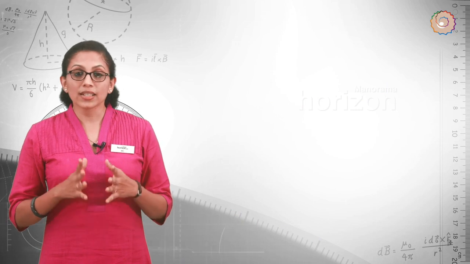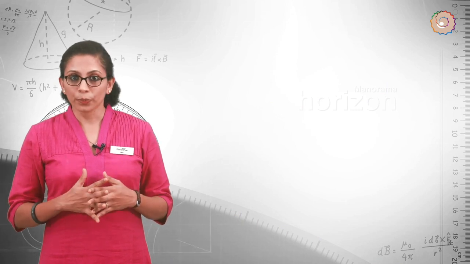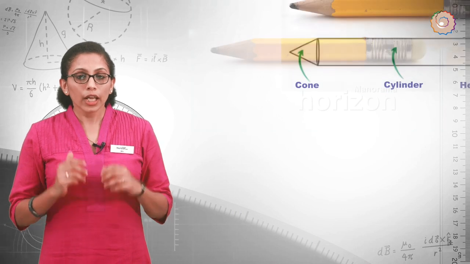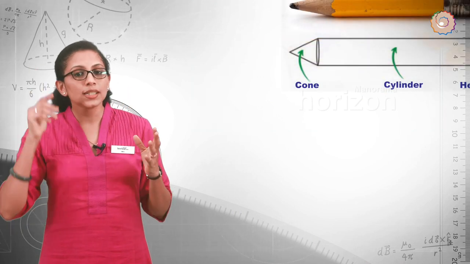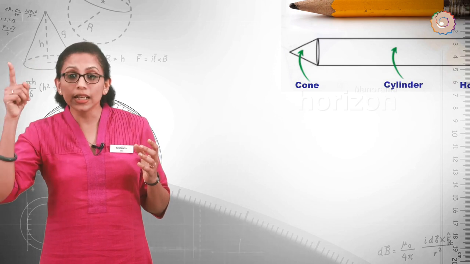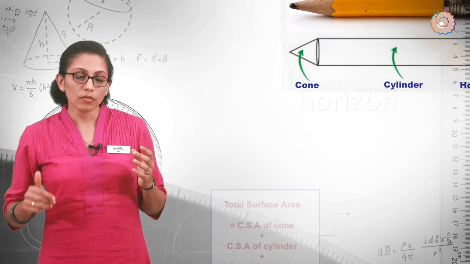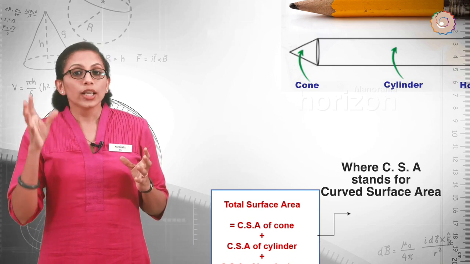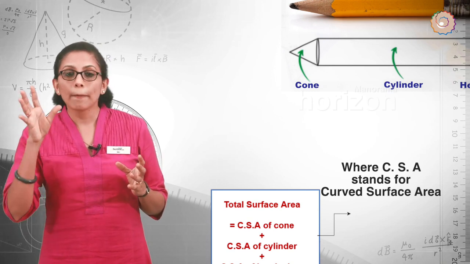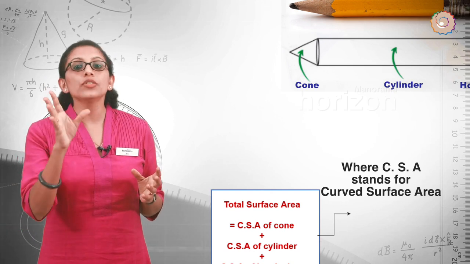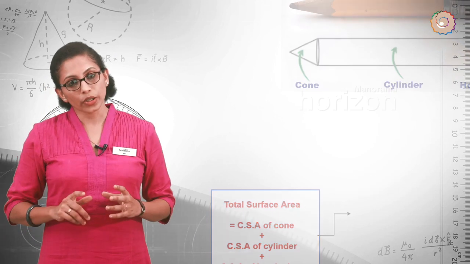You can observe and see many examples around you. Even in a pencil, you can see a combination of basic solid. If we closely observe, we can understand pencil is a combination of a cone, a cylinder and a hemisphere. So, the total surface area of the pencil is equal to curved surface area of the cone plus curved surface area of the cylinder plus curved surface area of the hemisphere.